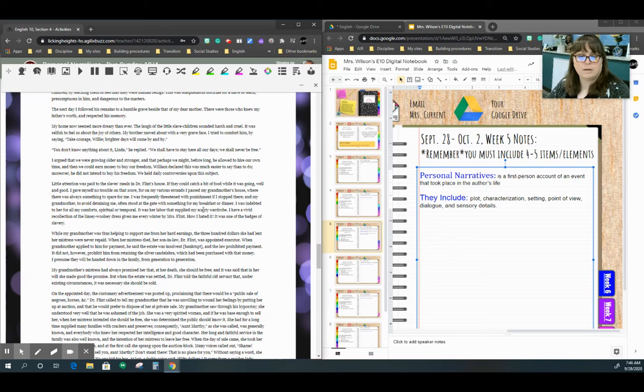It was her labor that supplied my scanty wardrobe. I have a vivid recollection of those linsey-woolsey dresses given to me every winter by Mrs. Flint. How I hated it! It was one of the badges of slavery.